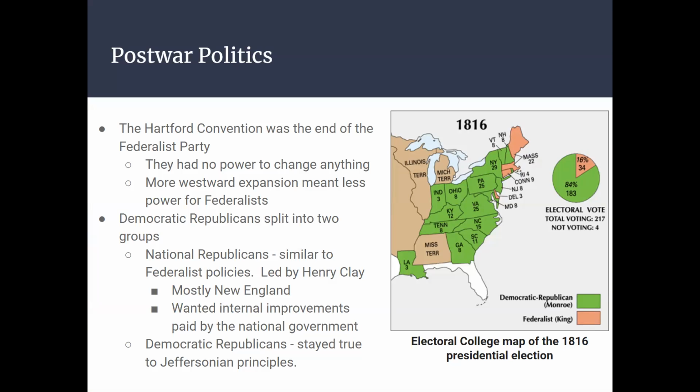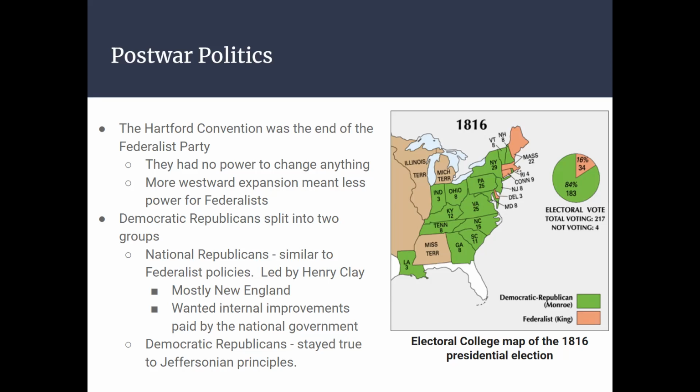I mentioned before about the Hartford Convention being the end of the Federalist Party. They had no power to change anything. And when more states crop up in the West over the Appalachian Mountains, there's not very many Federalists there. And in the next election, the Federalists are going to lose badly, 16% to 84% in the Electoral College. When this happens, the Democratic Republicans kind of split into two smaller groups, one being the National Republicans. They're very similar to the Federalists. Some of the Federalists would actually join the National Republican group. They're led by a man named Henry Clay, and we're going to see a lot of Henry Clay over the next couple chapters.